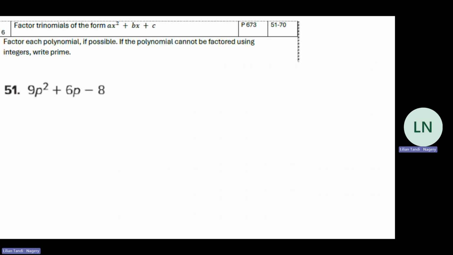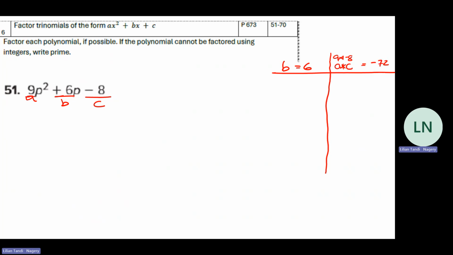Factor each polynomial if possible. If the polynomial cannot be factored using integers, write prime. Okay? So here you have to do the table because A, anyway, you have to do the table. So label, this is A, this is B, and this is C. So draw your table, 2 columns. Here you're going to put B, and B is 6. Here you're going to put A times C. A is 9, and C is -8. So that is -72. Am I right?